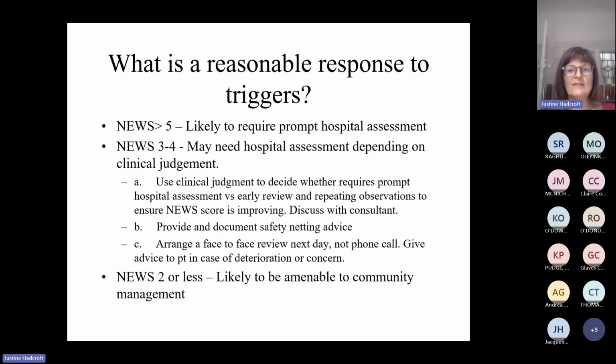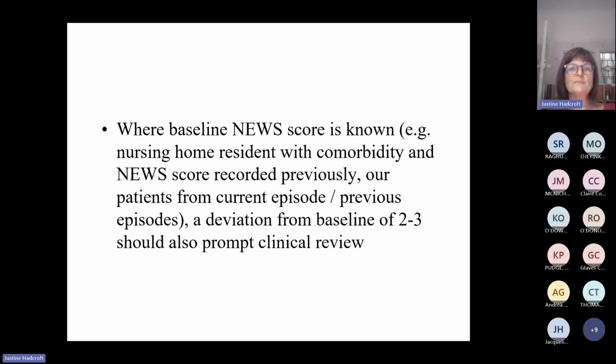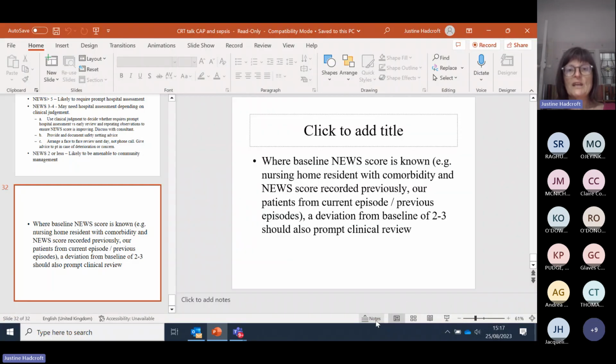If you're not going to send them in, then certainly provide safety netting. And if you've seen patients scoring high on NEWS, but you're not sending them in, maybe a face-to-face review until you're happy that they've got better. You might even want to do another face-to-face review later on that day if you've got a bad feeling about patients. And then anybody with a NEWS of 2 or less is probably all right to stay at home unless there's something else that makes you worry about sepsis. And if we know a baseline NEWS score, then any change from the baseline of 2 or 3 is a concern. And that is the end of the talk.